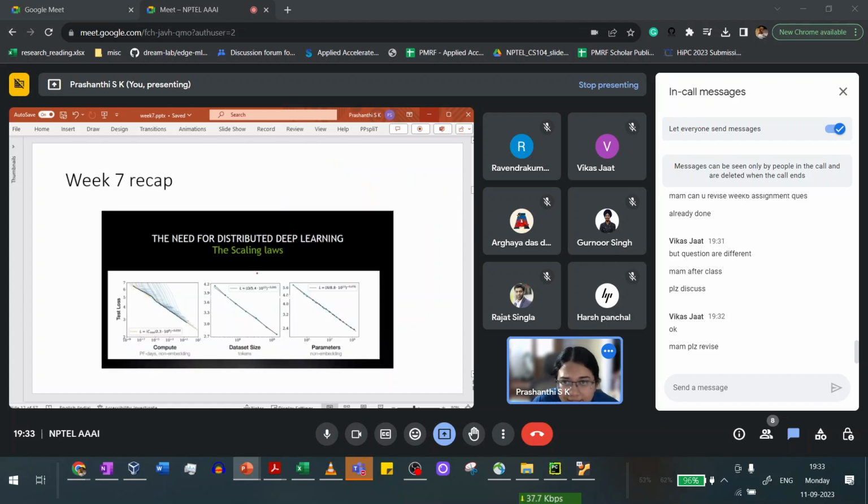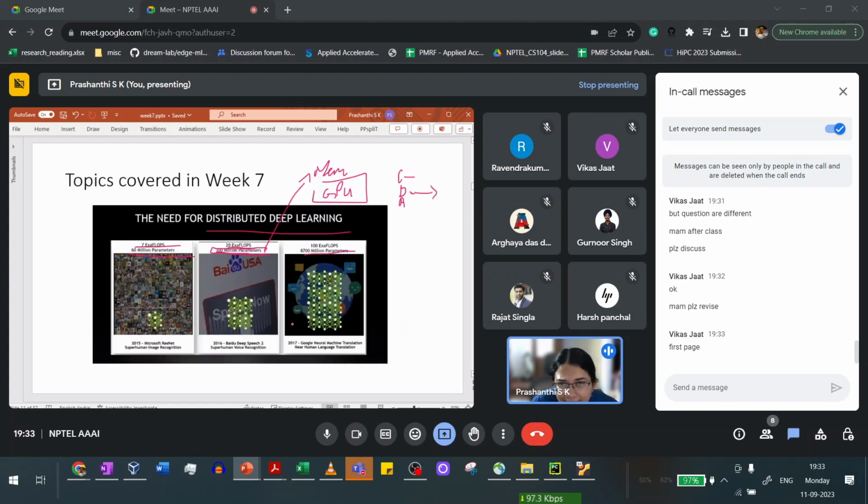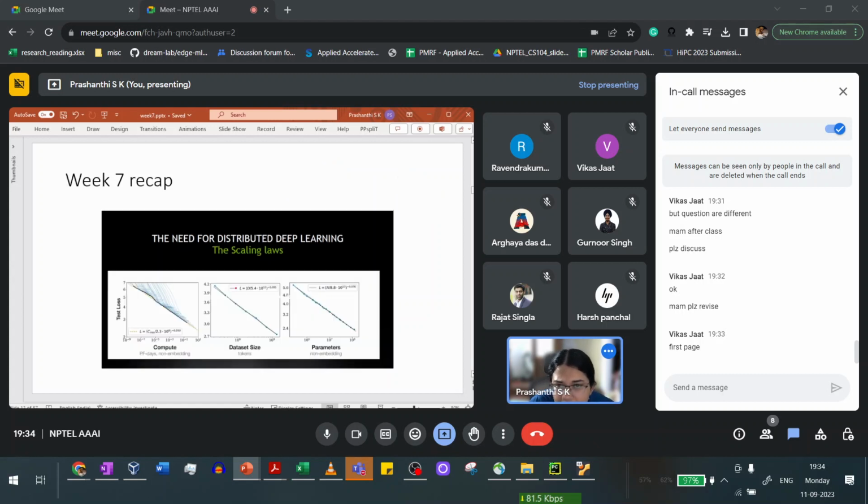Revise what exactly? Yeah, so this again talks about this scaling in terms of your compute, data set, and in terms of the parameters. So the loss keeps coming down, right? You can see with an increase in parameters, with an increase in data set, with an increase in compute. So that's kind of what we spoke about here also. So that motivates the need for distributed training. First page of what exactly?